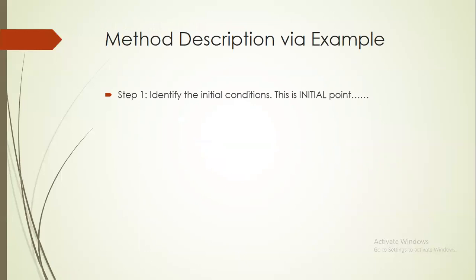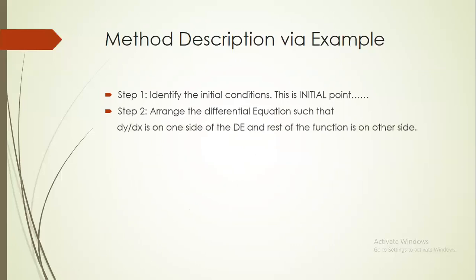We will first identify the initial conditions. This is what I have showed you. For example, for this question, y of 0 is equal to 1 was given. Next, arrange the differential equation such that dy by dx is on one side and the rest of the terms are on the other side. Okay. Next, we will see what the next step should be.